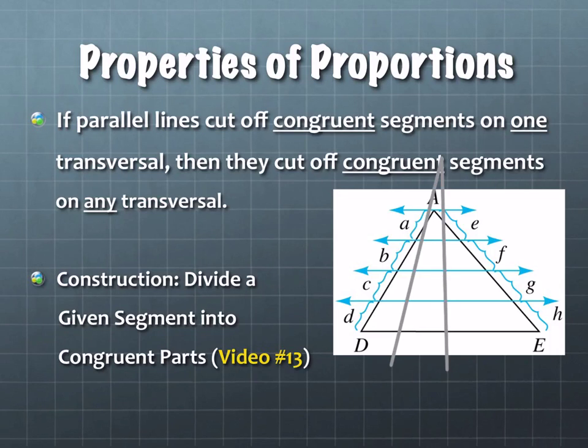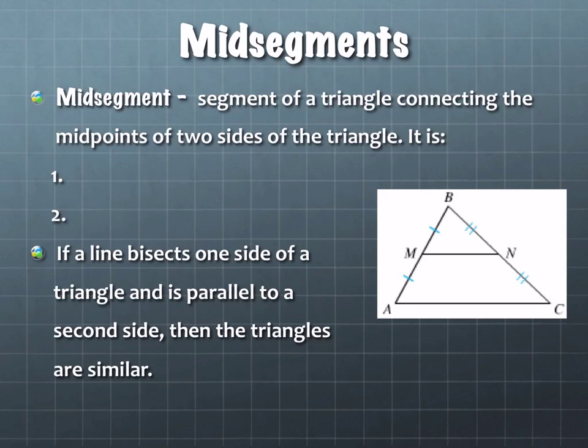All right, so in this construction of dividing a segment into congruent parts, the whole idea was this particular fact about proportionality and parallel lines: when we have these parallel lines, if they cut off congruent segments along one transversal, they cut it off along any transversal. So that's what we were using in that construction.